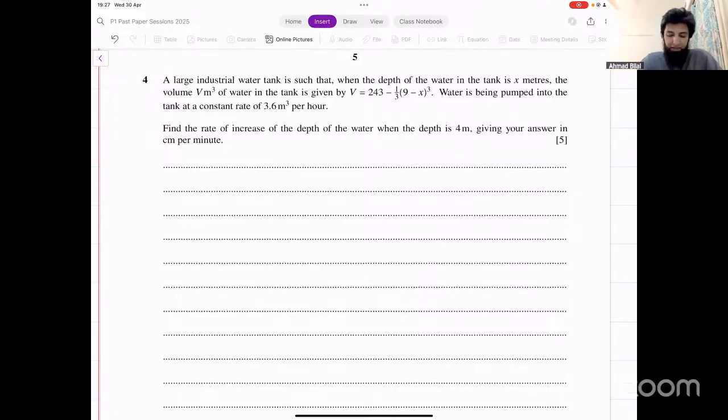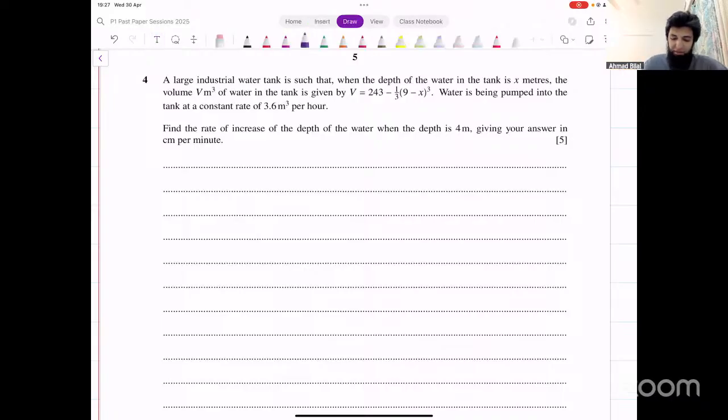A large industrial water tank is such that when the depth of the water in the tank is X meters, the volume of water in the tank is given by this formula. Water is being pumped into the tank at a constant rate of 3.6 meter cube per hour. Rate of change of water is measured in volume. So we can say we are given dV over dt, right? Rate of change of volume, dV over dt, that is equal to 3.6.